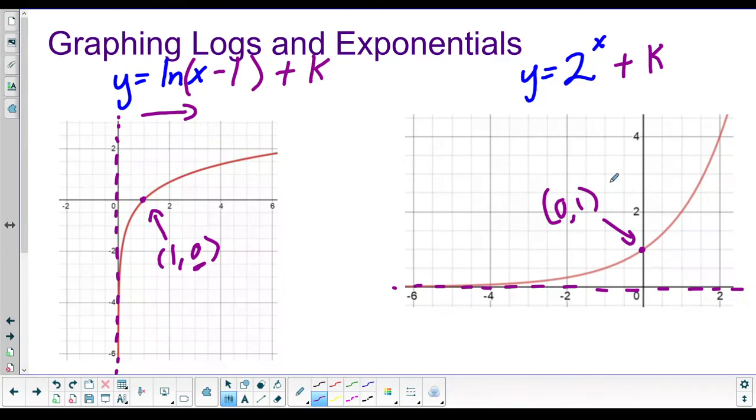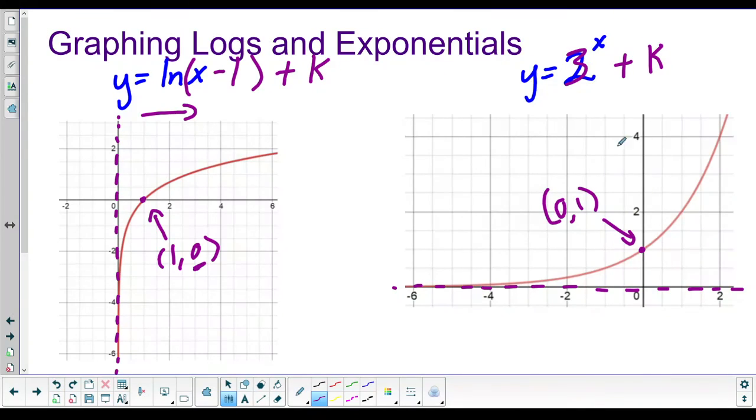So that will happen on any exponential, even if it's like 3 or 4 or whatever the base is. The base doesn't matter. All exponentials, as long as you don't shift them, have the 0, 1 point. The only difference between a base 2 and a base 3 is how sharply this curves. So that might be 3. It just grows a little quicker.